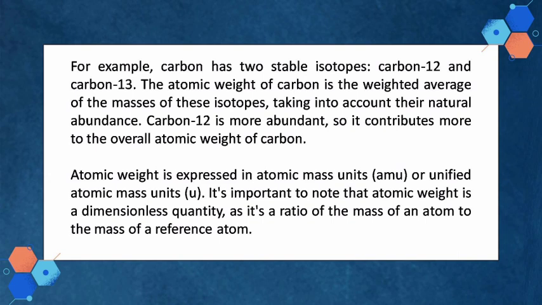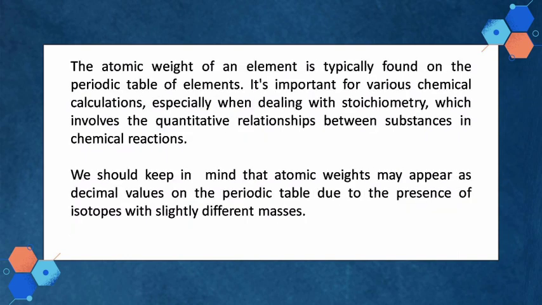It's important to note that atomic weight is a dimensionless quantity, as it's a ratio of the mass of an atom to the mass of a reference atom. The atomic weight of an element is typically found on the periodic table of elements. It's important for various chemical calculations, especially when dealing with stoichiometry, which involves the quantitative relationships between substances in chemical reactions. We should keep in mind that atomic weights may appear as decimal values on the periodic table due to the presence of isotopes with slightly different masses.